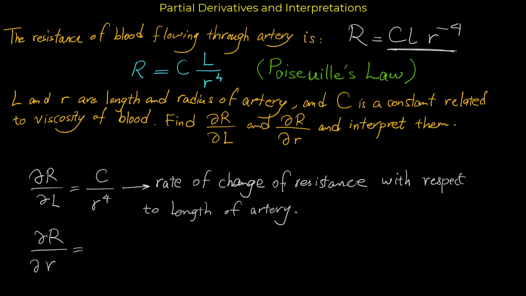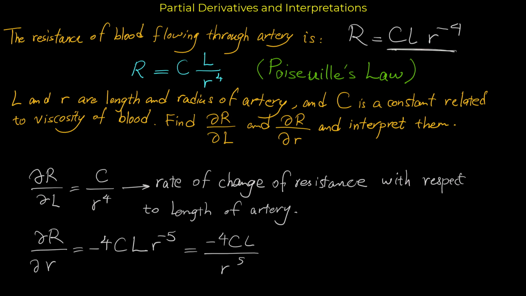Then the derivative would be negative 4. We bring the power down, so negative 4, of course, C L times r to the negative 5. And it's better to rewrite this in the form of negative 4CL all over r to the 5. We bring r to the 5 back to the denominator because its power right now is negative. Bring it back to the denominator and write it in this form.